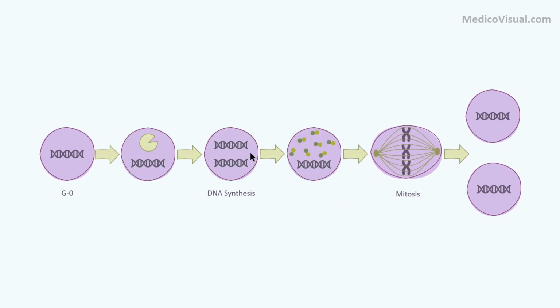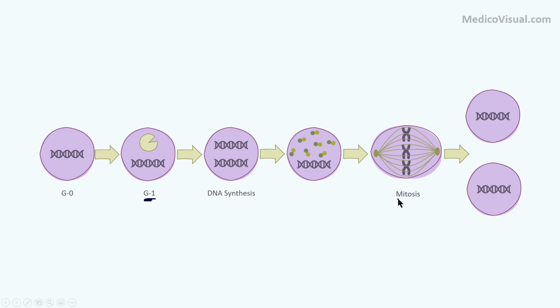But before it can synthesize the DNA, before it can copy the DNA, before it can replicate the DNA, this cell has to prepare itself for DNA replication. It means that it will synthesize some proteins and some enzymes that are involved in DNA synthesis. And this phase in which the cell prepares itself for DNA synthesis is called G1 phase or gap 1 phase.